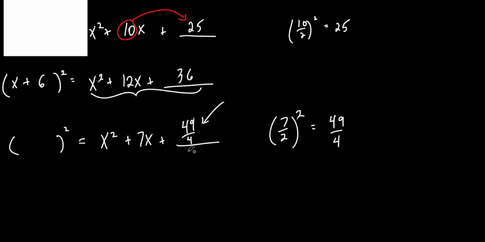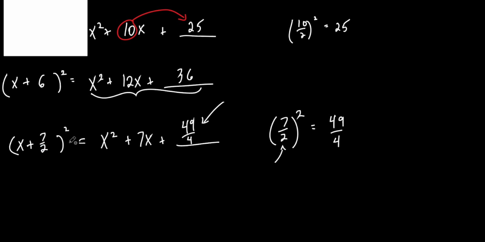If I ask you to factor that, that's actually a perfect square because I can take the square root of this, can't I? Is something being squared to give you 49 over 4? Yeah. That's 7 over 2. That's what we squared, isn't it? So what's this going to be? X plus what? 7 over 2.